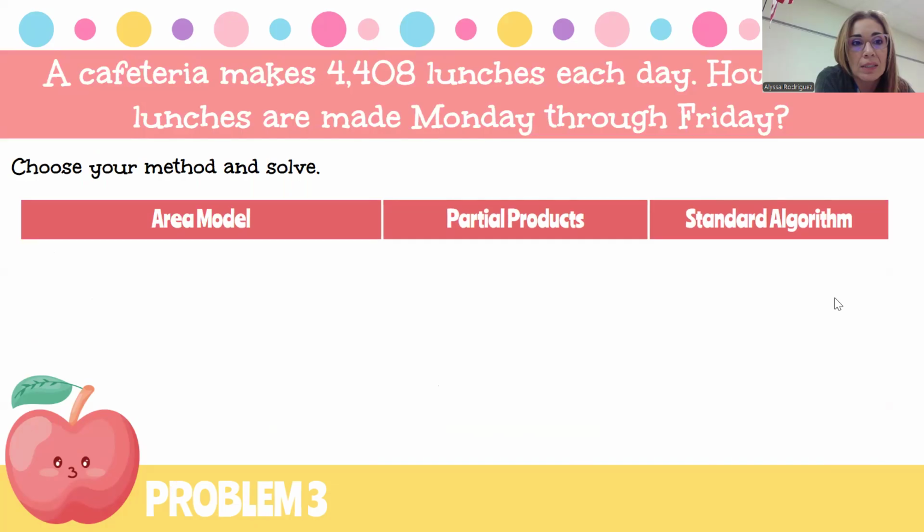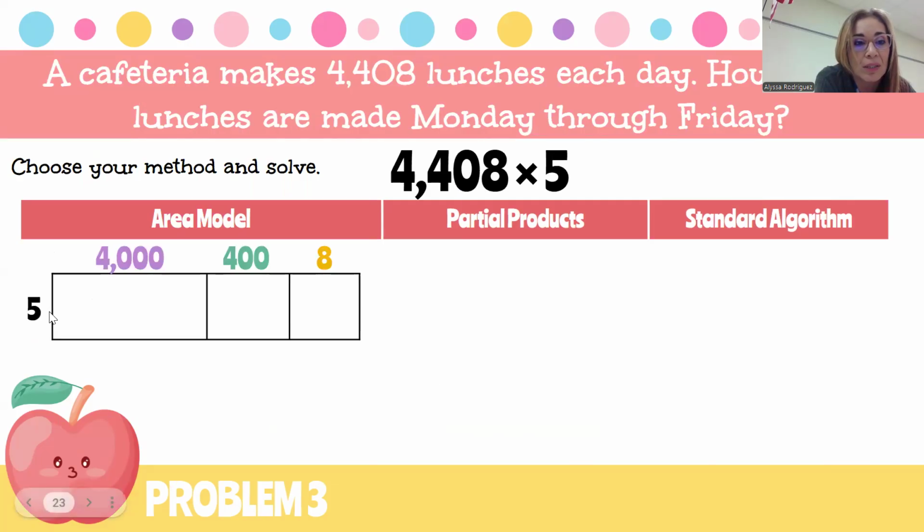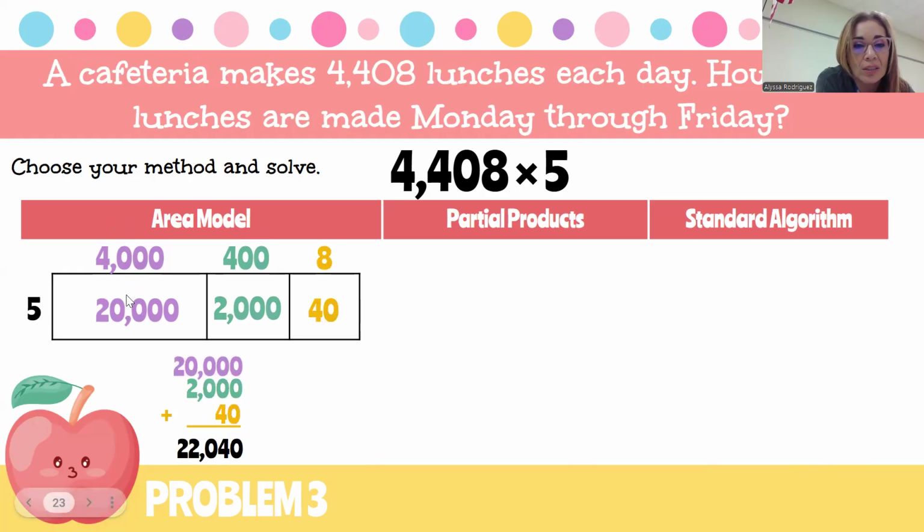Okay, this says a cafeteria makes 4,408 lunches each day. How many lunches are made Monday through Friday? Well, how many days are there Monday through Friday? Those are 5 days. So you're just getting that number, multiplying it by 5. Here's my area model again. 5 times 4,000 is going to be 20,000. 5 times 400 is going to be 2,000. And then 5 times 8 is going to be 40. Add it all together. There's your answer.